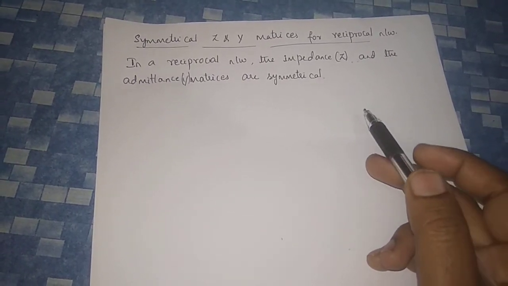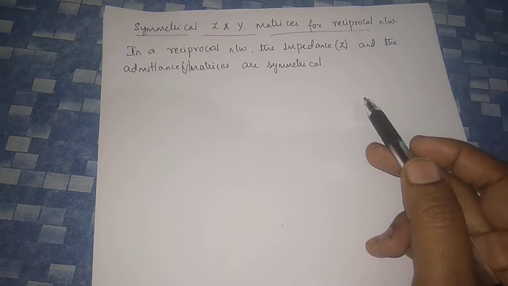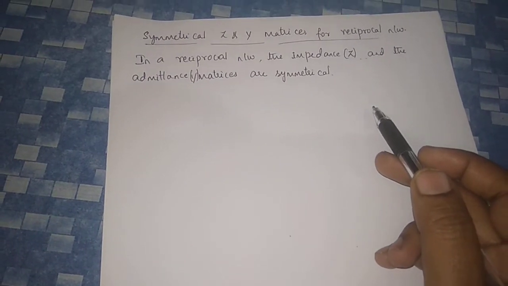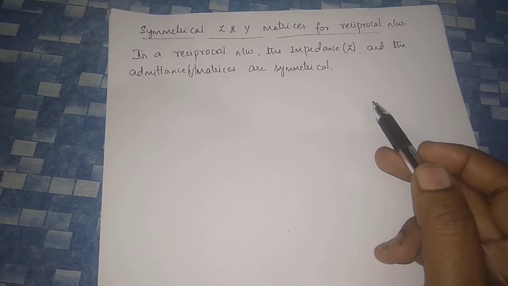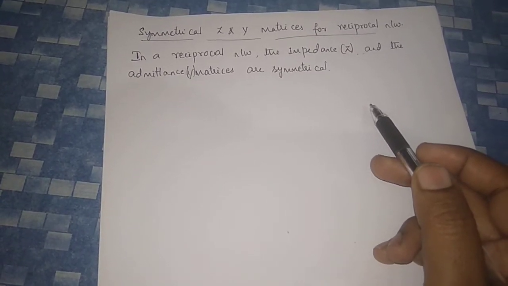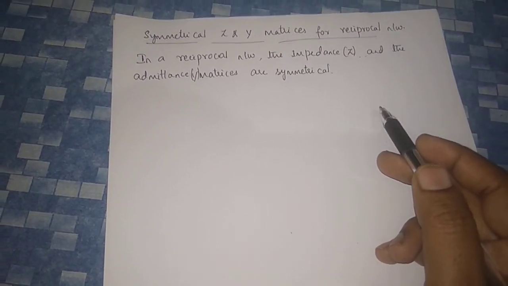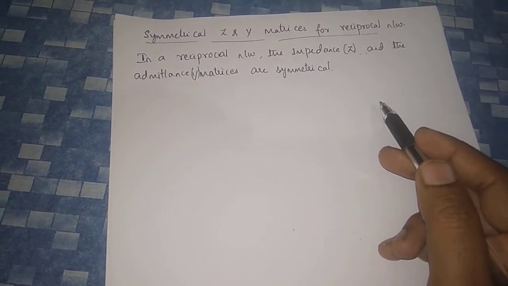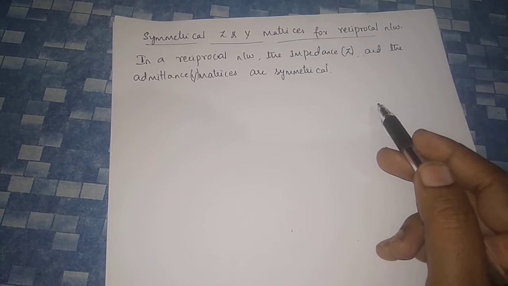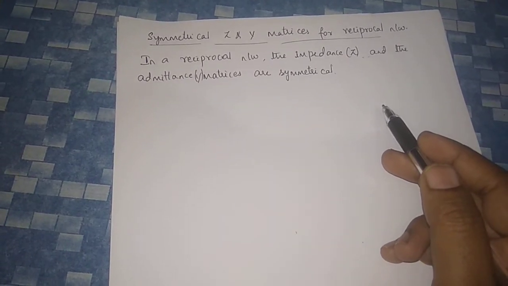And we have seen what are the different parameters that are used to define any two port network. So we have seen Z parameters, Y parameters, H parameters, and also ABCD parameters. How they give a relationship between the voltage and the current, correct?